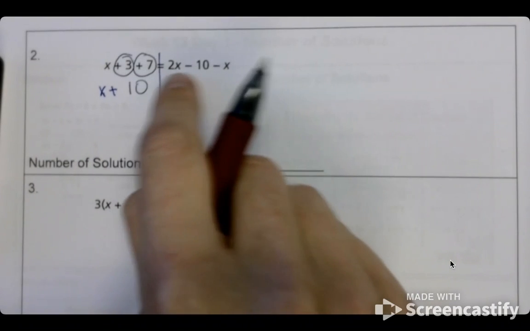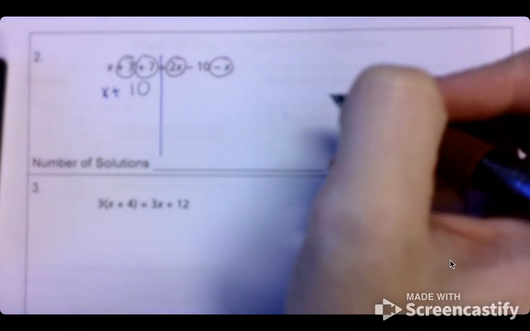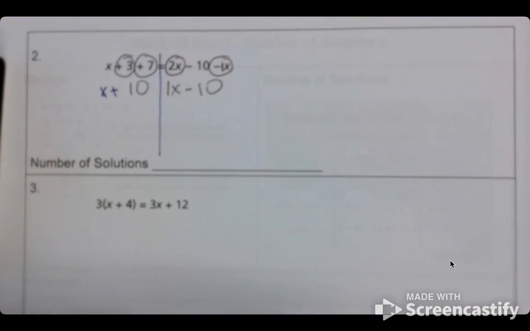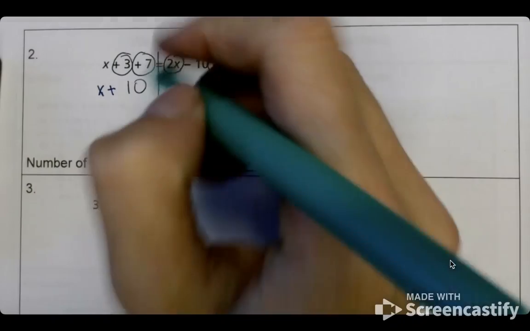On this side, is there anything in the same tree? Yes. This and this, 2x minus 1x is 1x. And then I'm going to bring down my minus 10. Now it's just like what we did last week. What do we do to both sides?